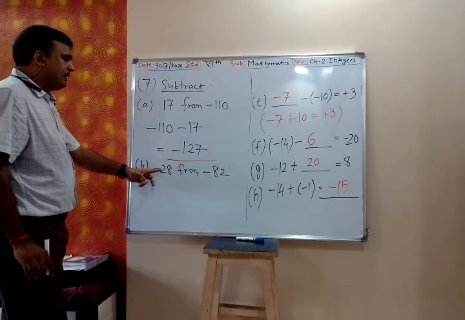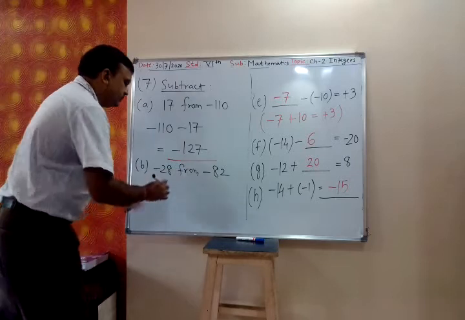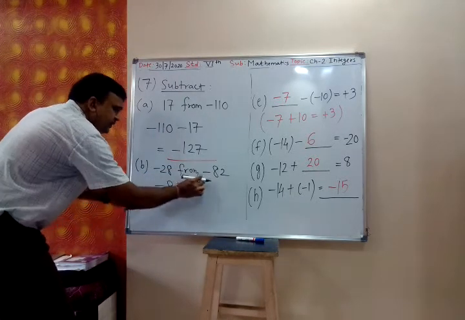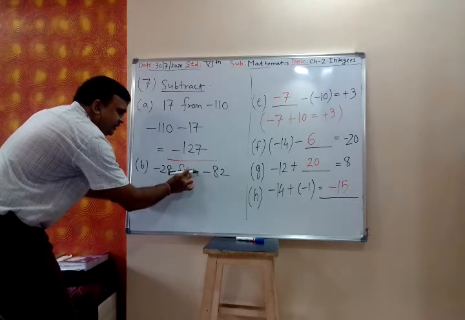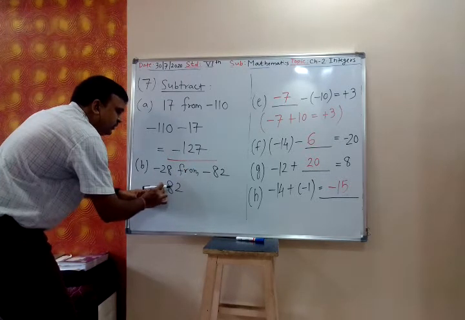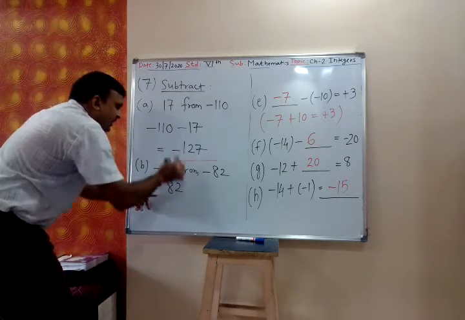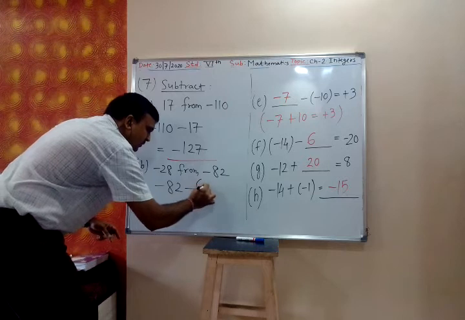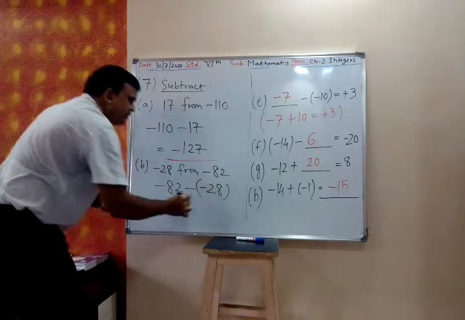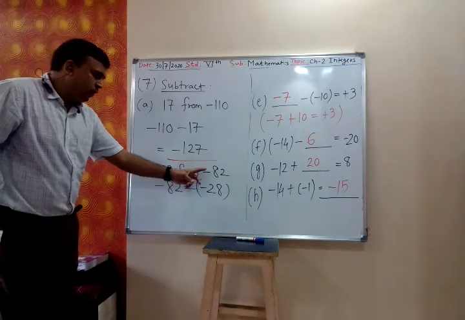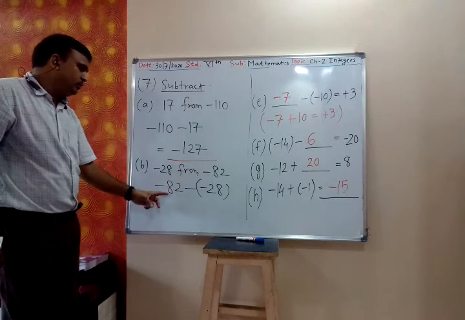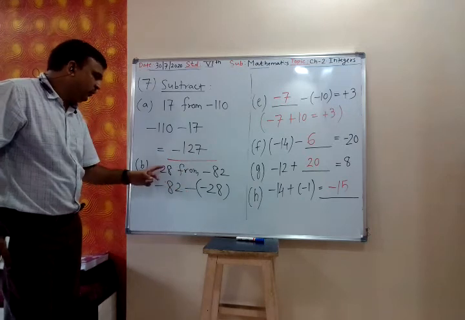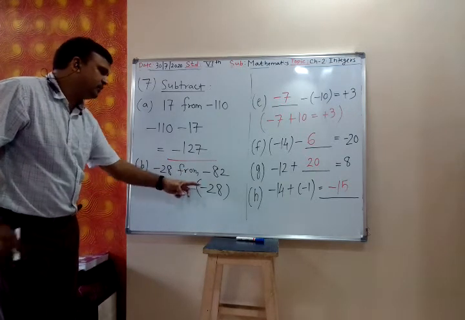Now subtract minus 28 from minus 82. So we write minus 82 first. The number which is after from, that we write first. Now we want to subtract. Subtract means minus sign. Which number? Minus 28. From this number minus 82, we want to subtract minus 28, so we write minus 28.